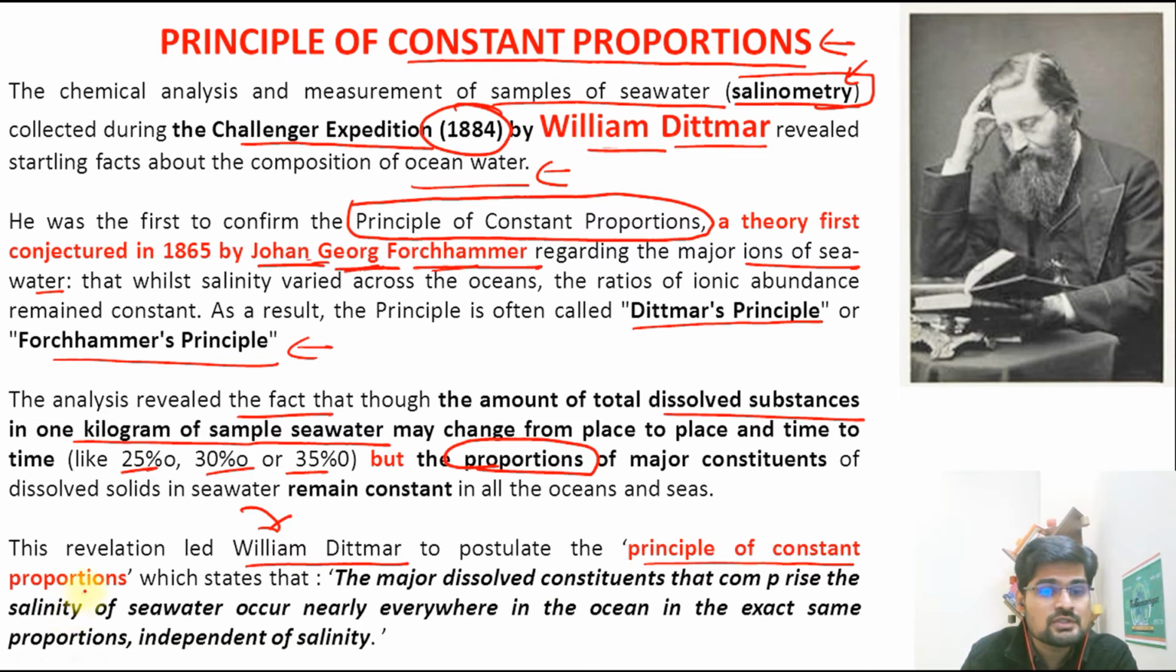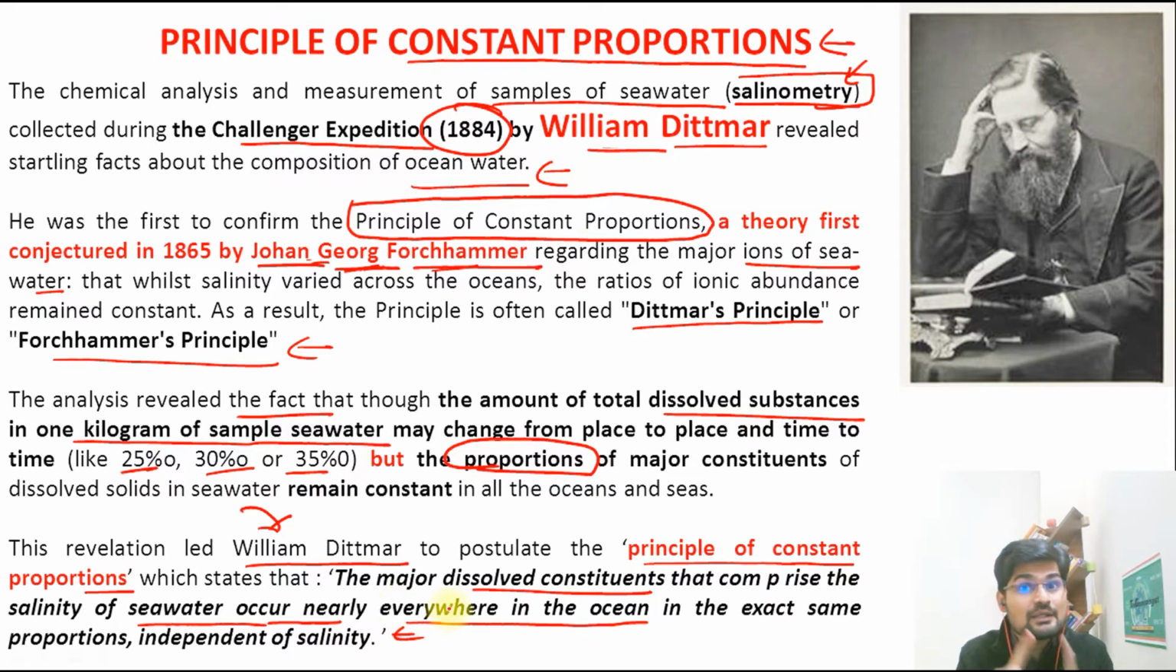So this revelation was brought by William Dittmar in his Challenger expedition, and there he postulated the principle of constant proportion, where he says that the major dissolved constituents that comprise the salinity of seawater occur nearly everywhere in the ocean in the exact same proportion. So basically the proportion is something which is constant, independent of the salinity values. Salinity values will fluctuate, but the amount of minerals or the ions in that particular ppt will be in the same proportion. This was proposed in 1884 by William Dittmar.